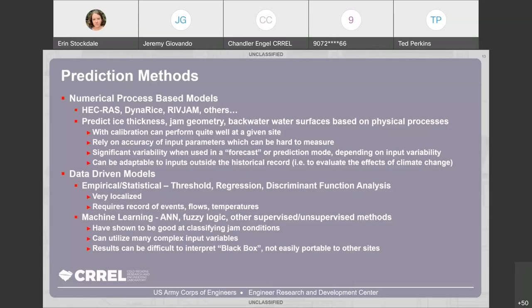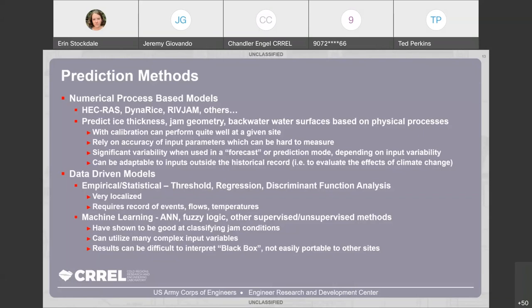One significant downside is that these models are often abstract, but they can be difficult or impossible to physically interpret. They can kind of be a black box. You put input data in, you get a classification of whether an ice jam is going to occur or not, and it's kind of hard to tell sometimes what exactly is the basis for that.